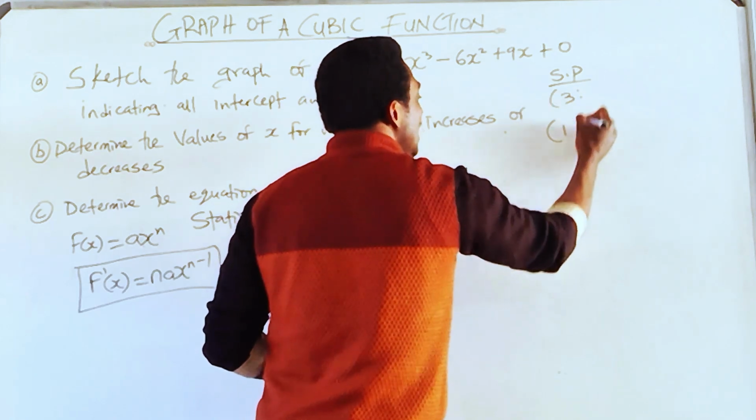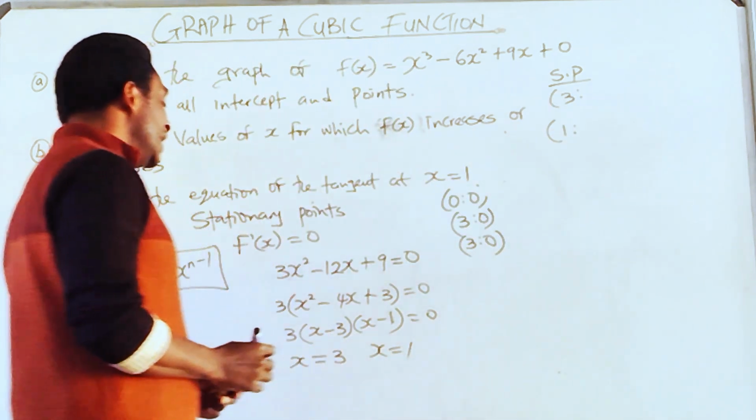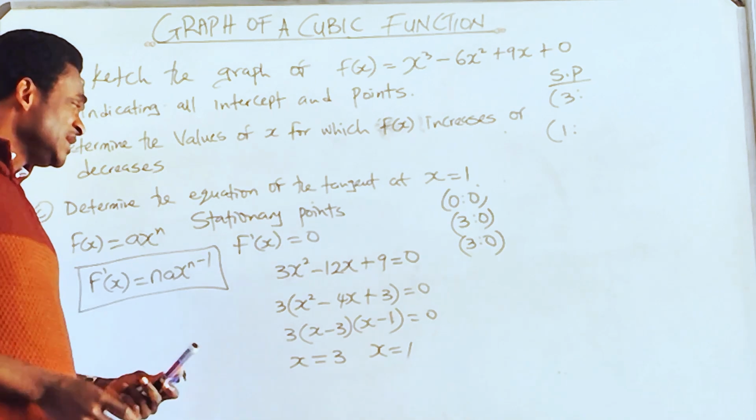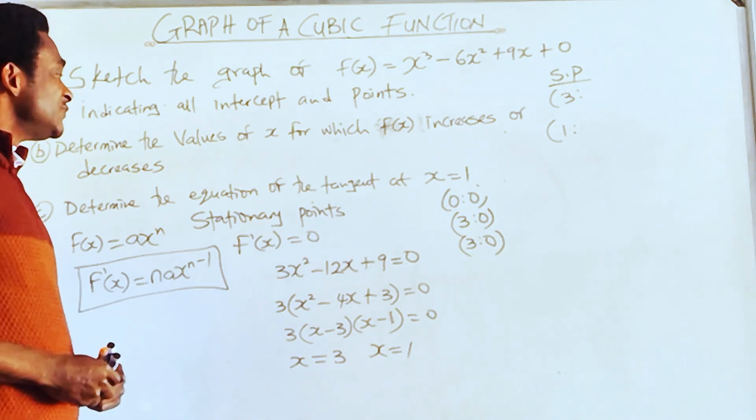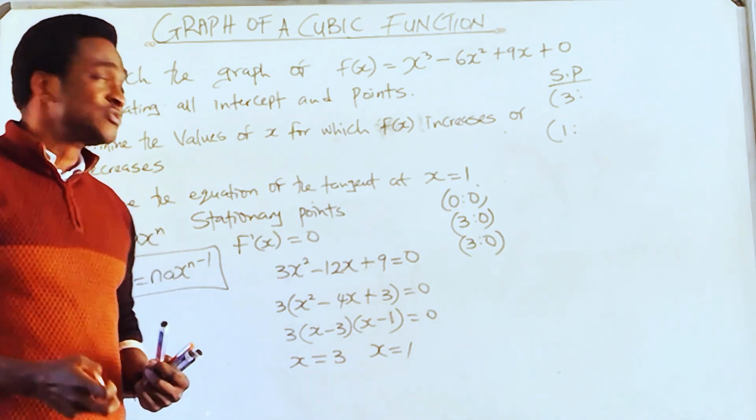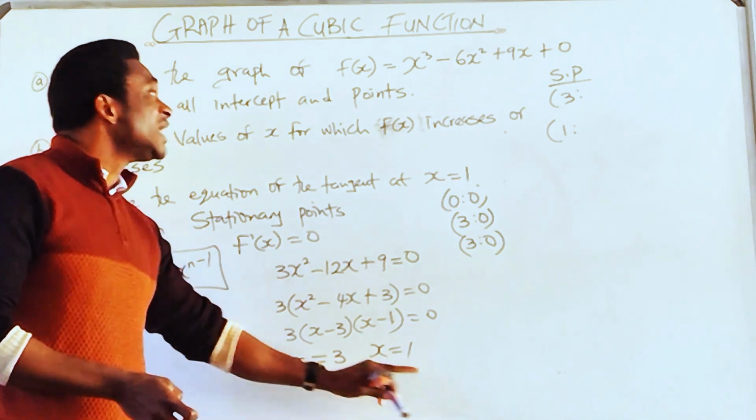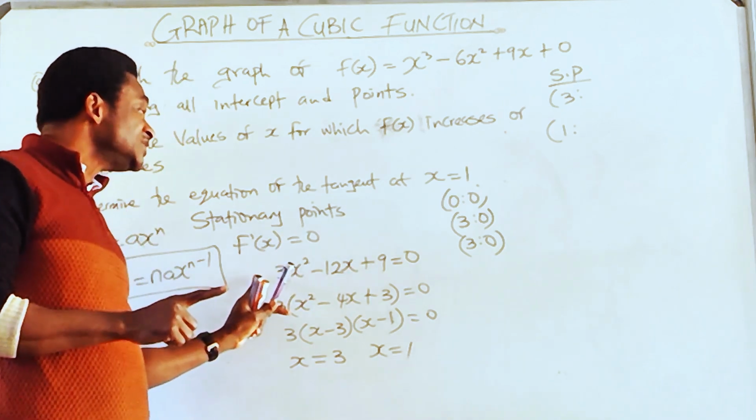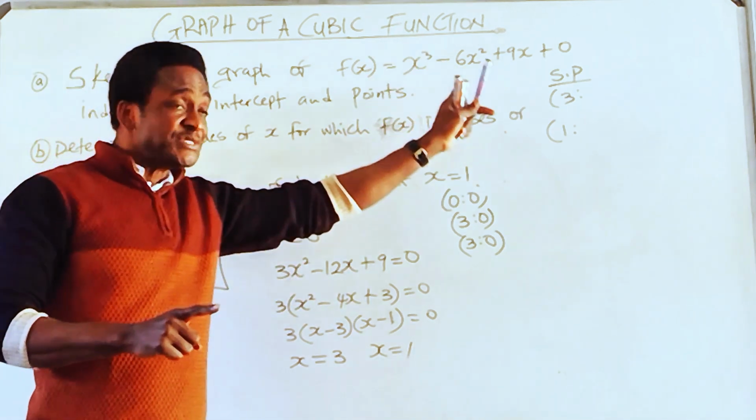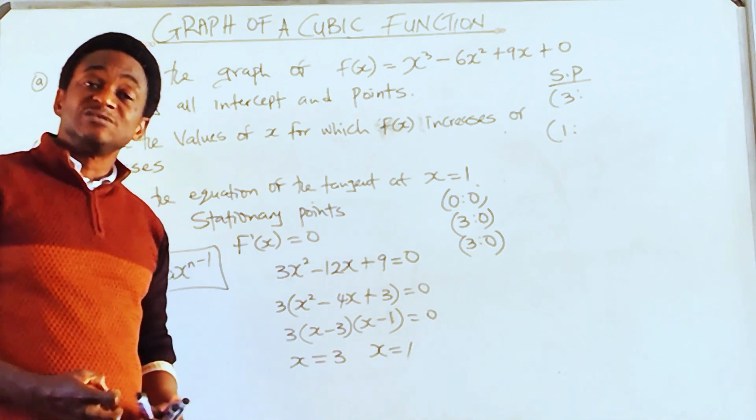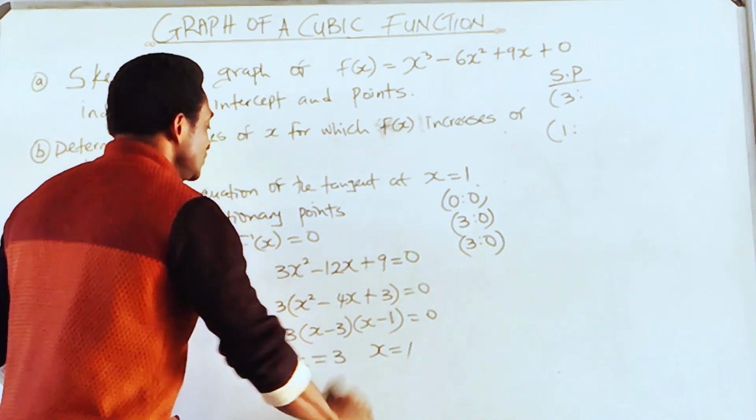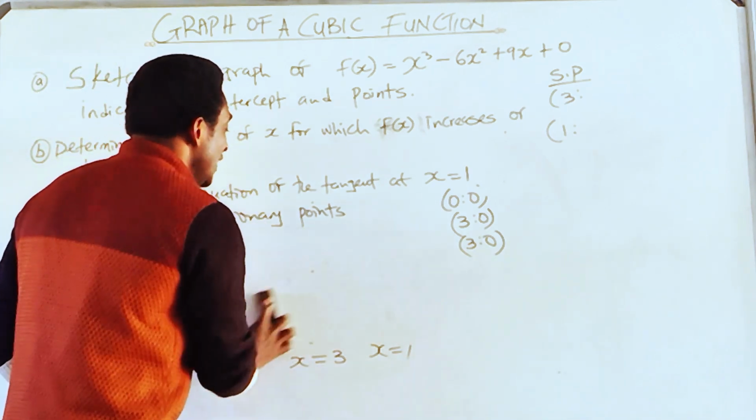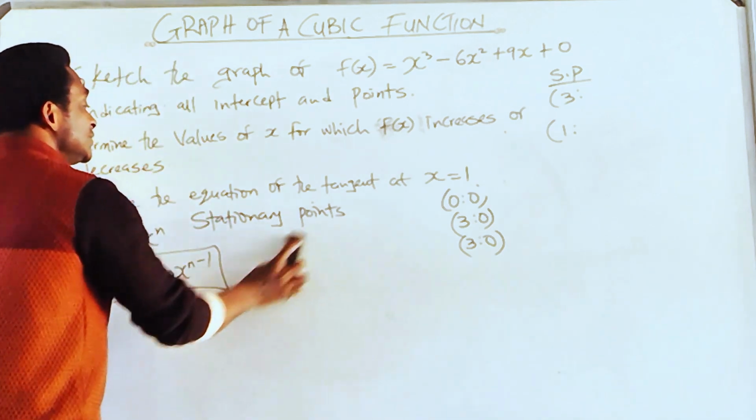I have 3 and 1 as their x values. How do I get the y values? Take these x values and substitute them into the original equation. Please be mindful, not into the first derivative equation, but into the original equation, to get the corresponding values of y.